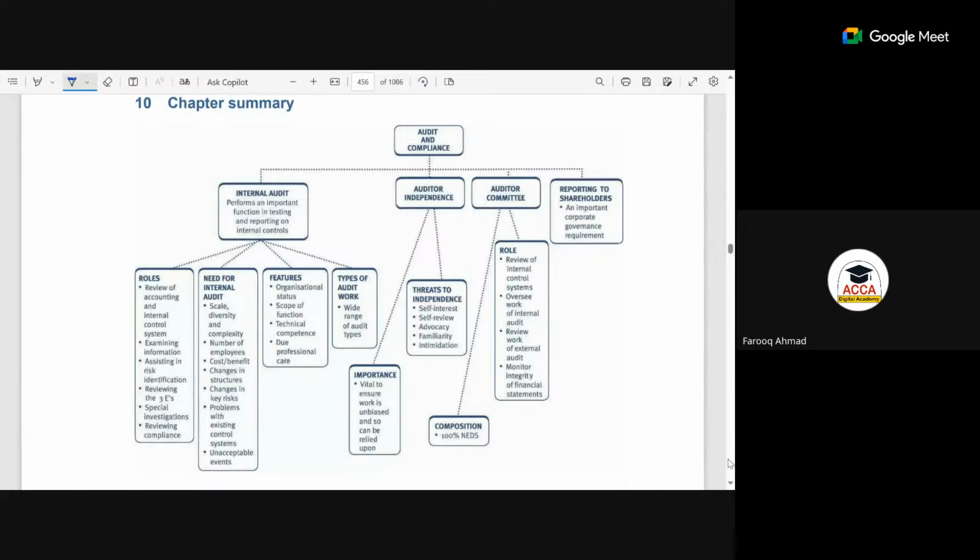Here is the chapter summary, students. If you understand this whole concept of internal audit, you see how internal audit is controlling these branches and activities. Internal audit works under the audit committee. Under the audit committee, there is auditor independence. They take care of it. The audit committee reports to the shareholders, with their roles and all these activities.